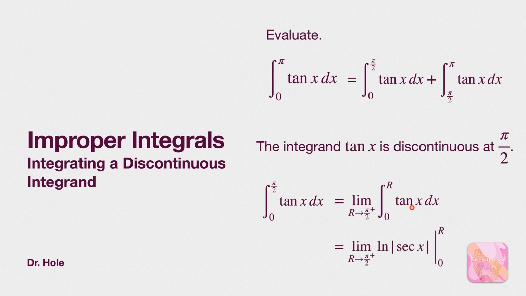We know that tangent has antiderivative, the natural log of the absolute value of secant. As the r value tends up towards pi over 2, secant will tend towards infinity, and the natural log of something tending towards infinity is infinity. Thus, this quantity does not exist as a real number, and our original improper integral diverges. So we've established that this improper integral on the right diverges, and that's enough to conclude that the original improper integral diverges.